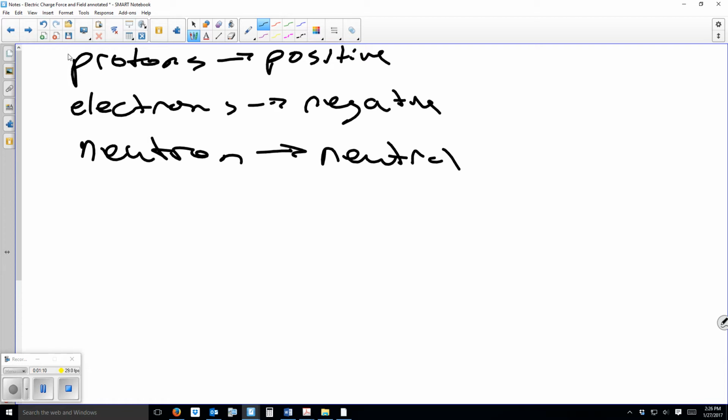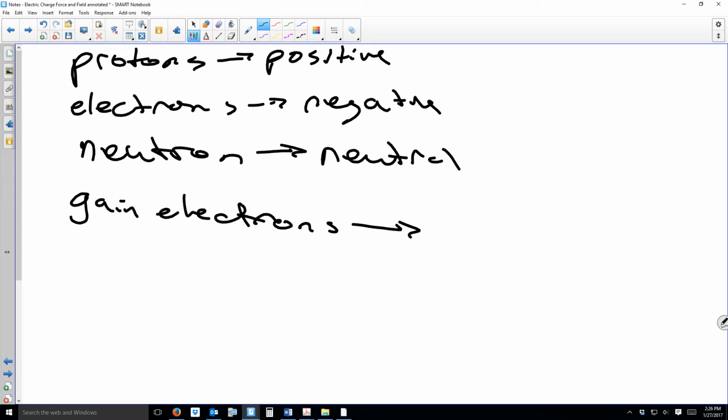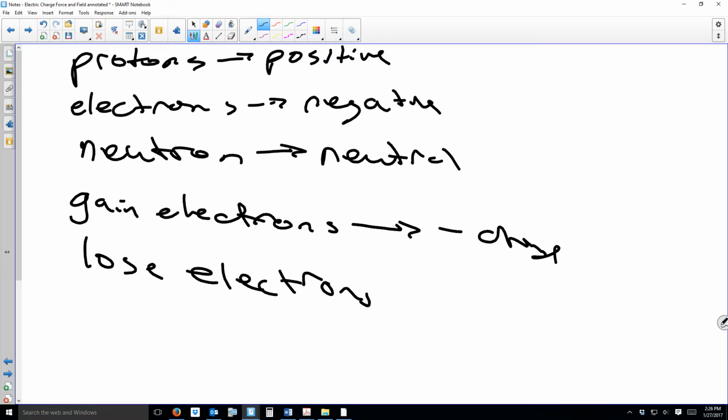So whenever we're talking about electricity or charge happening, we're talking about a change in the number of electrons on something. If you gain electrons, then you get negative charge. But if you lose electrons, it's kind of like having two negatives. You get less negative, so you get more positive.